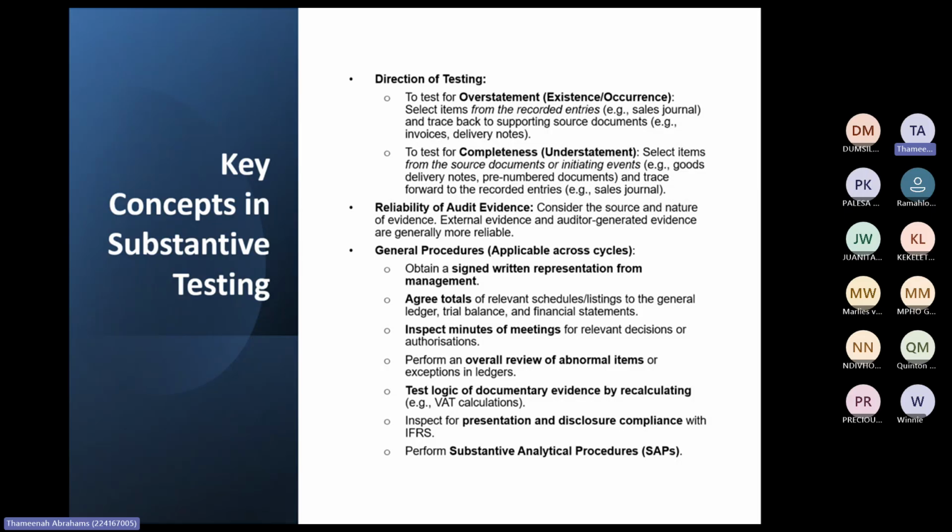take, for example, revenue again. You will take a random sales tax invoice, and you will then go check to see whether that sales tax invoice is in your accounting records. Because remember, if you pick up a random sales tax invoice and it's not in your accounting records, it means it is not complete. So that's your direction for testing for completeness.